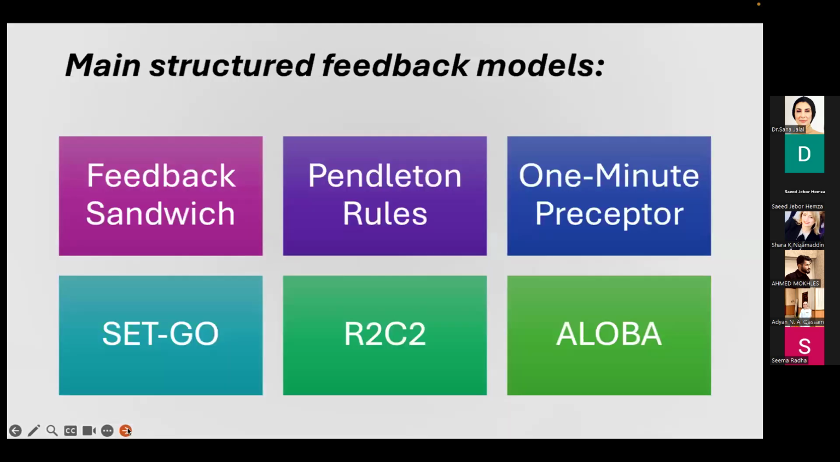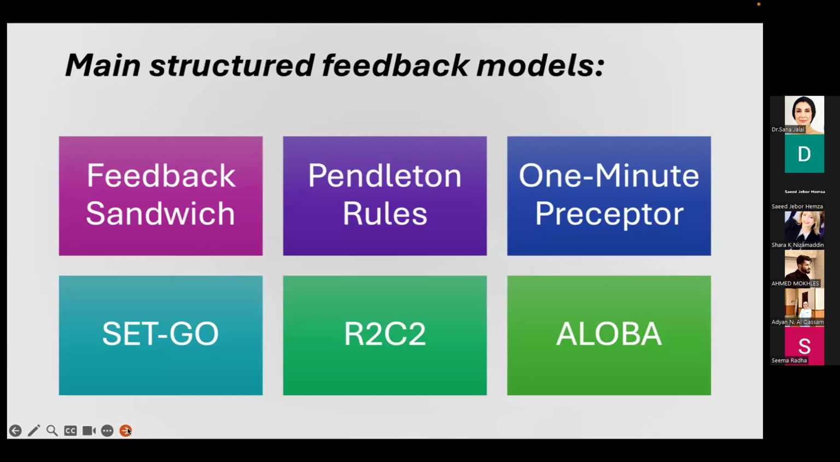So, the main structured feedback models. I've picked out the important ones, and because of time restraints, we are going to focus on the main ones. You might have heard about the sandwich feedback model. Pendleton is the most famous one.